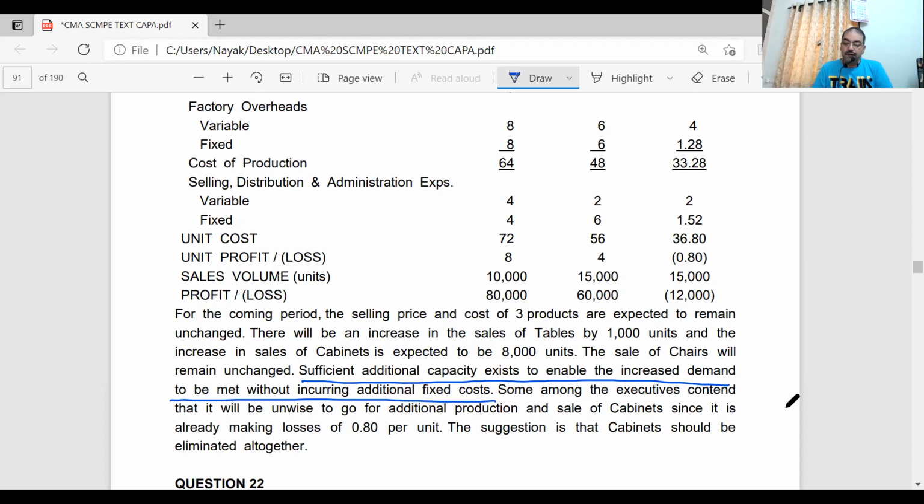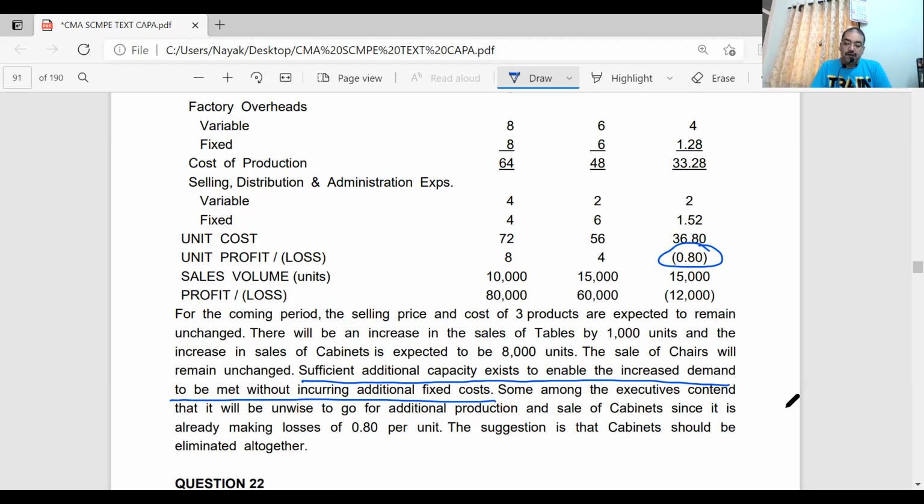Some among the executives contend that it will be unwise to go for additional production and sale of cabinets since it is already making losses of 80 paise per unit. So for cabinets, you can see that it is already making a loss of 80 paise per unit. The suggestion is that cabinets should be eliminated altogether. So you have to give your opinion as to whether it should be done or not.